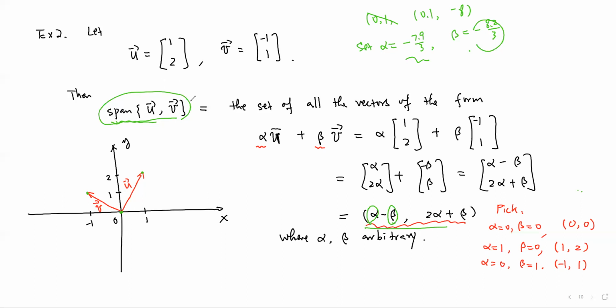So, because of this, we say that vector U and vector V span together the whole XY plane. The whole XY plane is R2. Or we say that these two vectors span R2.